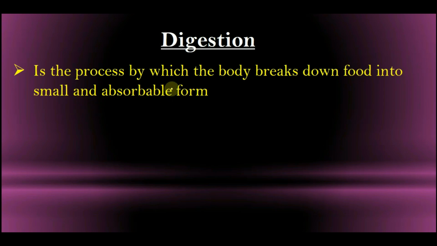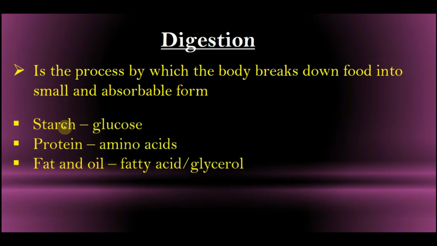So, in digestion, the body breaks down food into small and absorbable form so that it can be absorbed into the bloodstream and then be utilized by the cell. For example, starch is a very large organic food matter, like your gari and the rice that we eat, they all contain starch. Starch cannot enter into the bloodstream, so it has to undergo digestion, it has to be broken down to give glucose. So it is the glucose that is then absorbed into the bloodstream.